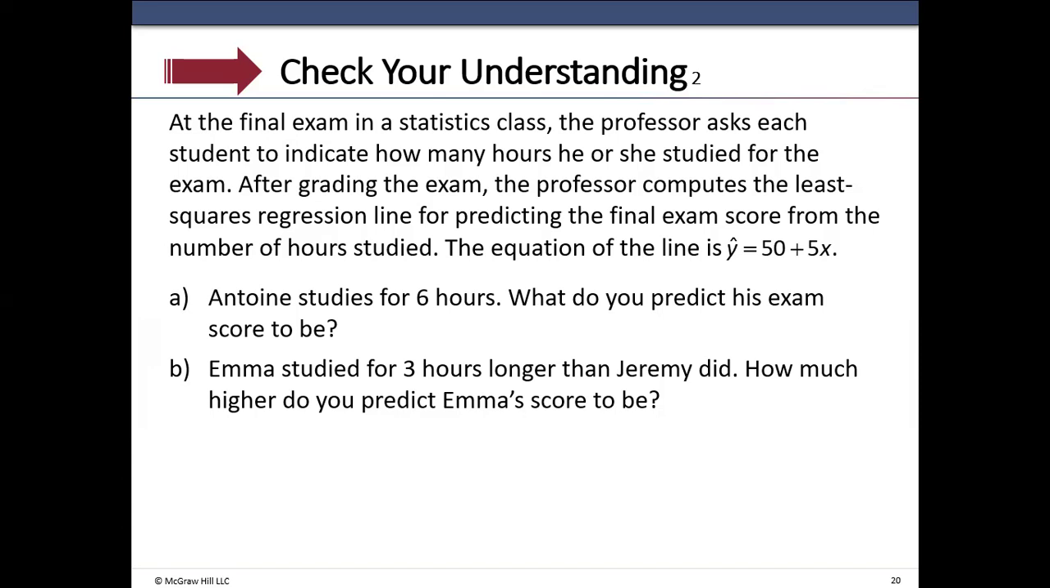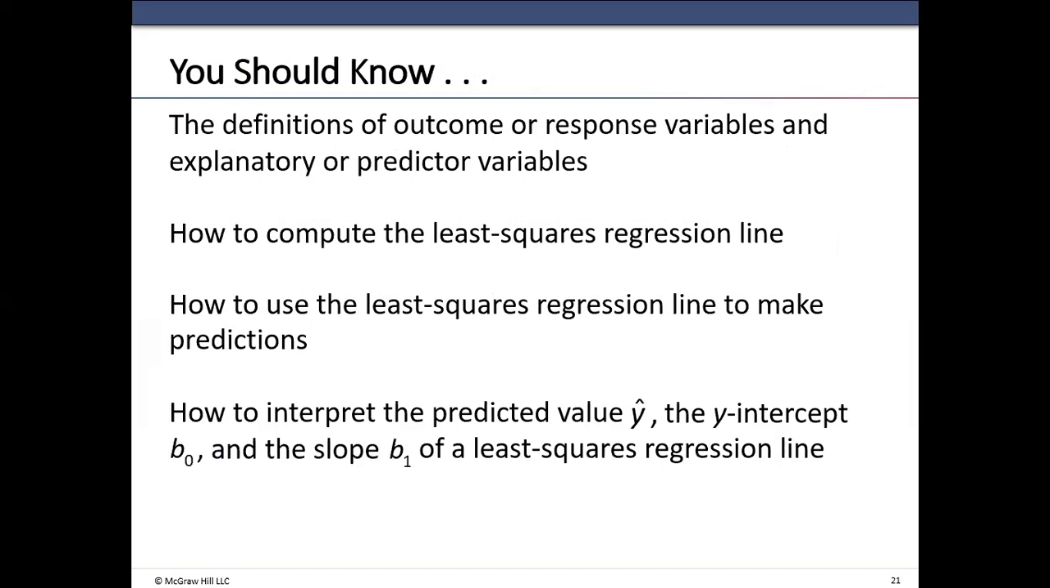Emma studied 3 hours longer. How much higher do you predict her score to be? So the difference in x values is 3. The slope is 5. So 3 times 5, 15. So Emma's score will be higher than Antoine's by 15 points. How did I do it? I found the difference in x values is 3, multiplied it by the slope, which is 5 in this case, 3 times 5. Hence, the predicted y values will differ by 15.